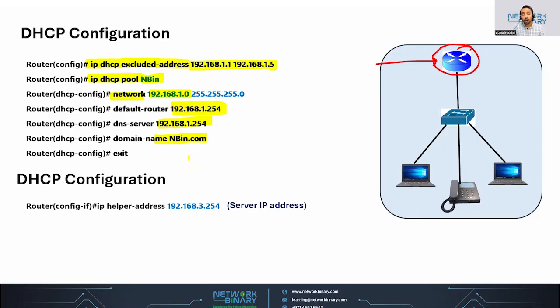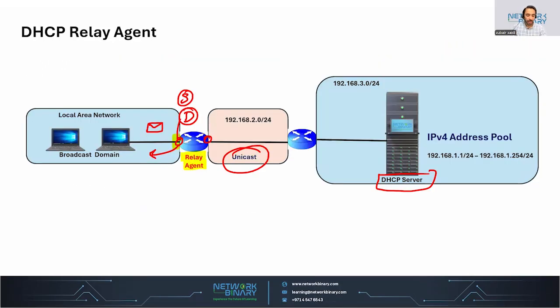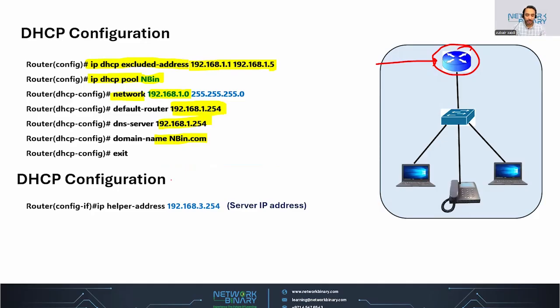Now, what about the relay agent? Well, to configure the relay agent, you have to go under the interface, like this interface here. This interface is going to be the relay agent. So in this case, you have to go under the interface mode, and then use the command ip helper-address and the IP address of the server. This is the IP address which the relay agent is going to use as the destination IP address.